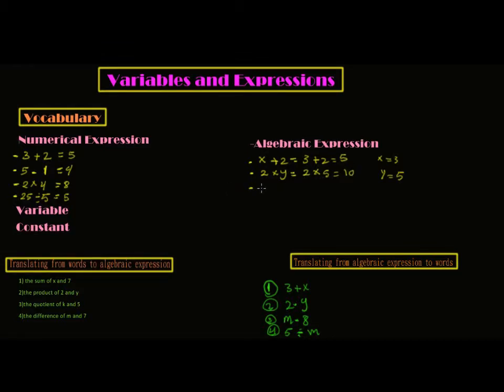Another one, let's take 7 minus 2n. Here we have a letter, which is n, and I don't know the value of n, so I have to give you the value of n. If I told you n equals 3, you just plug in n equals 3 to find the value of that expression. So you will find 7 minus 3, and the answer is going to be 4.